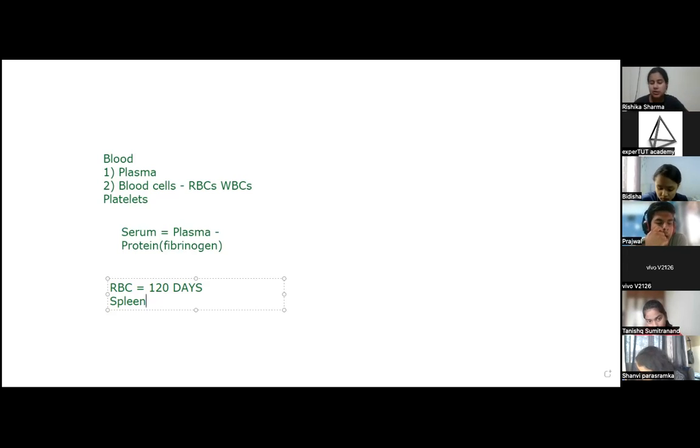I don't think this much is there in the course, but at least you should be knowing this, that spleen is the graveyard of RBCs and bone marrow is the place where it is manufactured. The lifespan of RBCs is 120 days. RBCs contain hemoglobin and hemoglobin is an oxygen carrier. This much should be known.